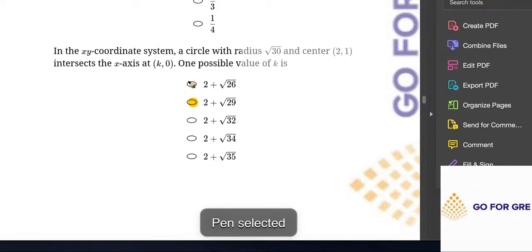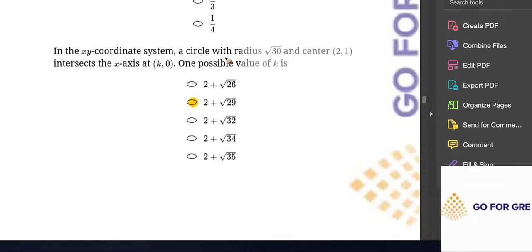In a coordinate plane, a circle with radius square root of 30 and center 2 1 intersects the x-axis at K 0. Logically, if we don't want to waste time, we first have to read the question. There are two formulas. One is the distance formula and the other is the equation of the circle. Now we cannot use the equation of the circle, rather we have to use the distance formula.